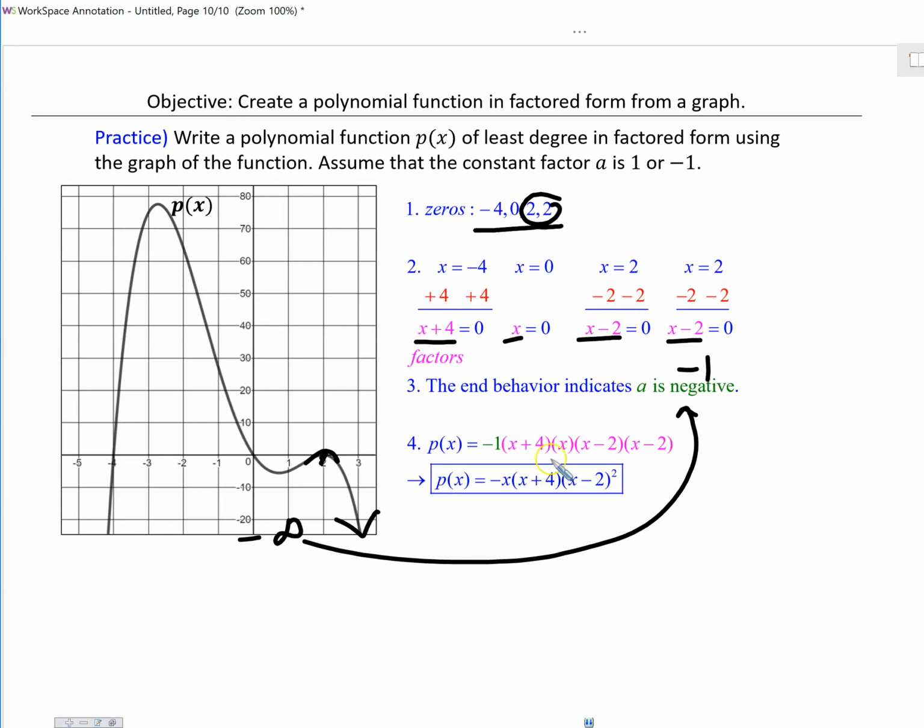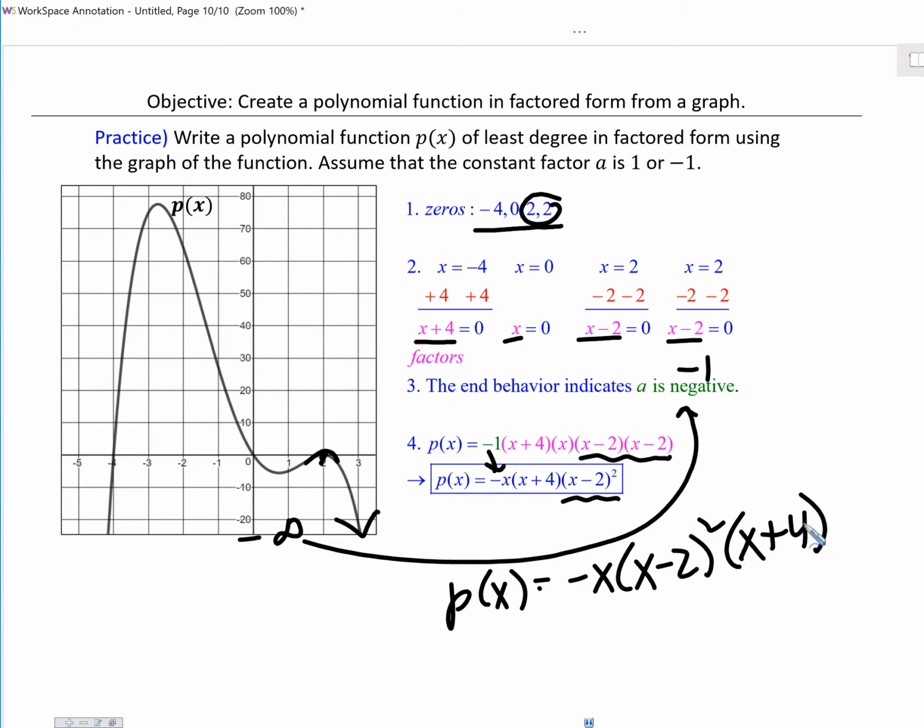And then putting that all together, the -1 becomes just a negative, and then the x minus 2 times x minus 2 becomes x minus 2 quantity squared. If you wrote p of x equals -x times x minus 2 quantity squared times x plus 4, that is also acceptable.